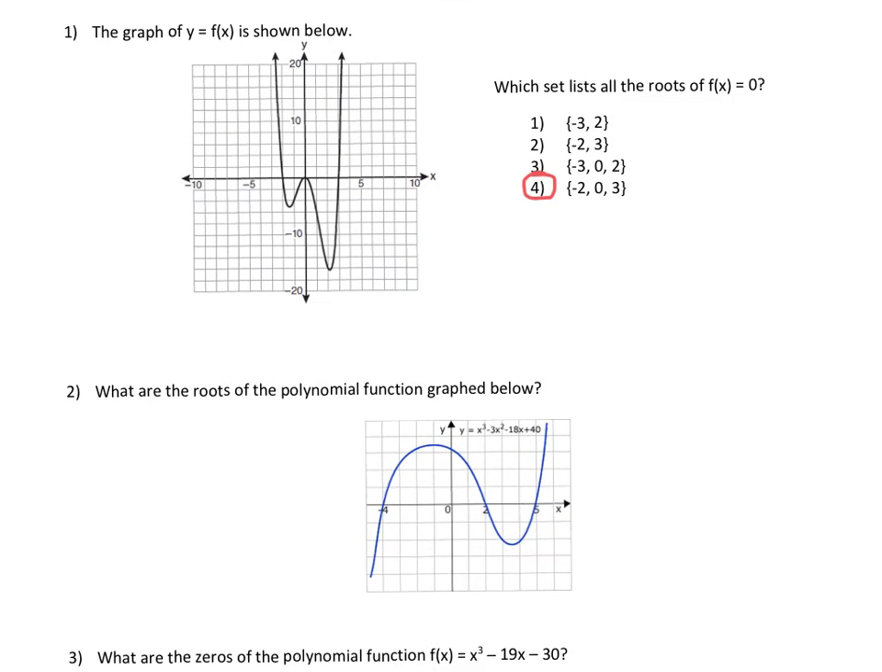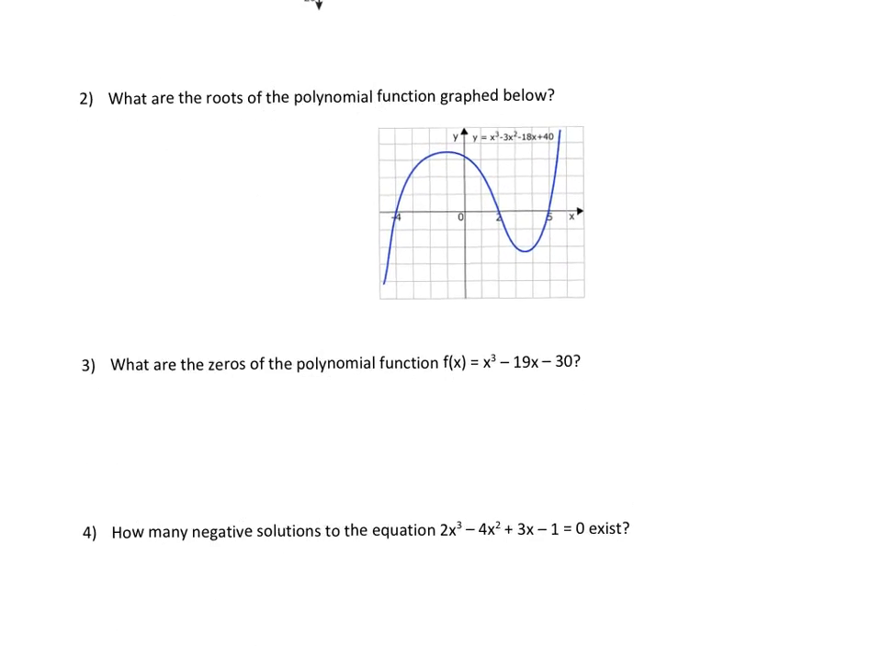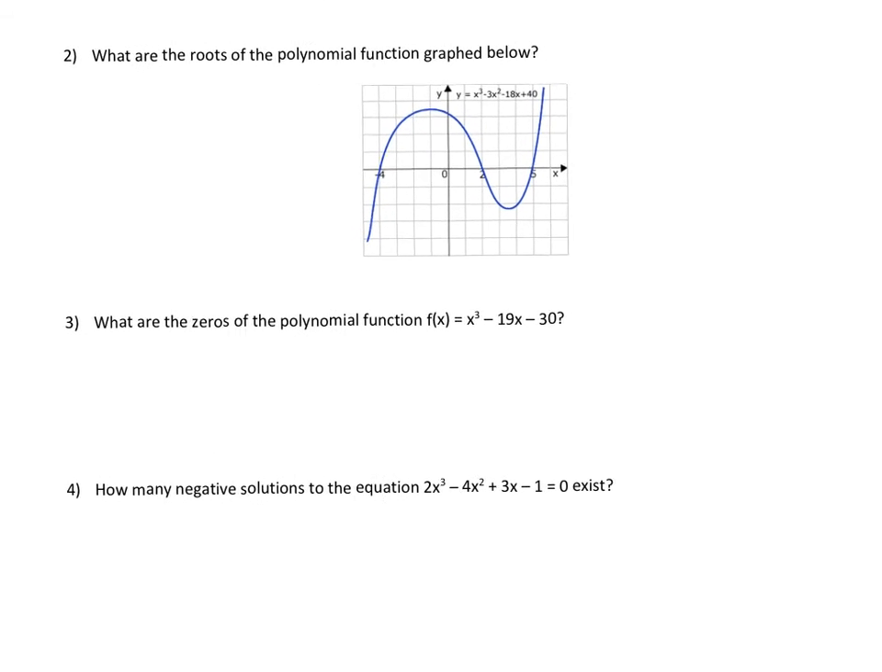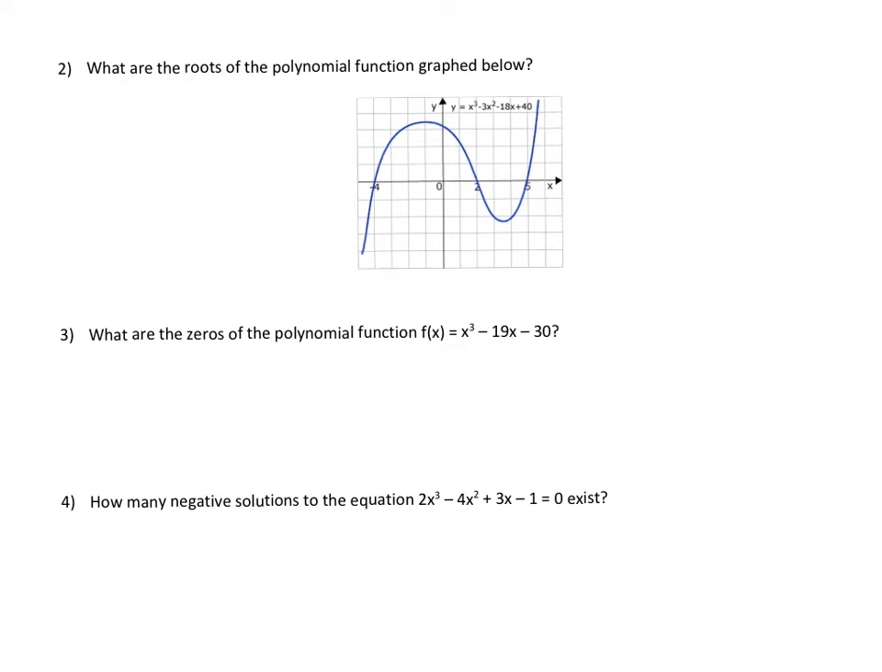So on this page, we're going to take a look at the rest of the examples. Okay, so number 2, what are the roots of the polynomial function graph below? You may want to hit pause and see if you can come up with the answer on your own before I go over them, just so you can see where you're at. All right, so again, the roots are where the graph crosses or touches the x-axis. So we have one here at -4, here at +2, and another one here at +5.